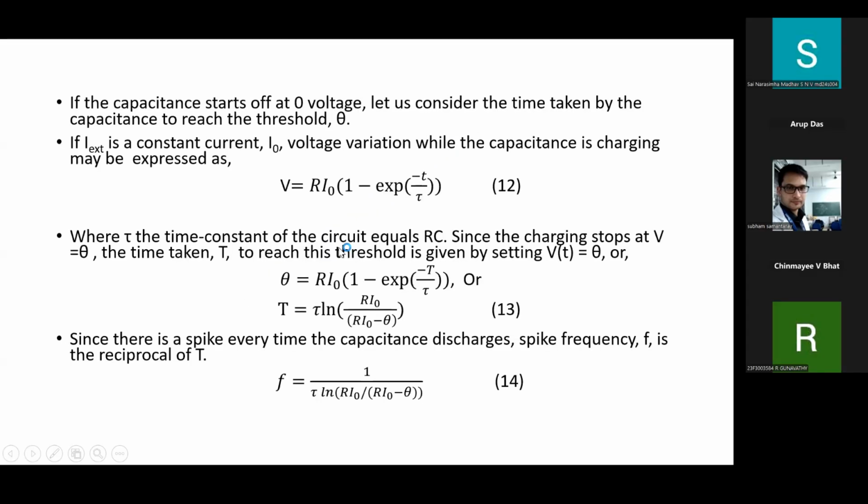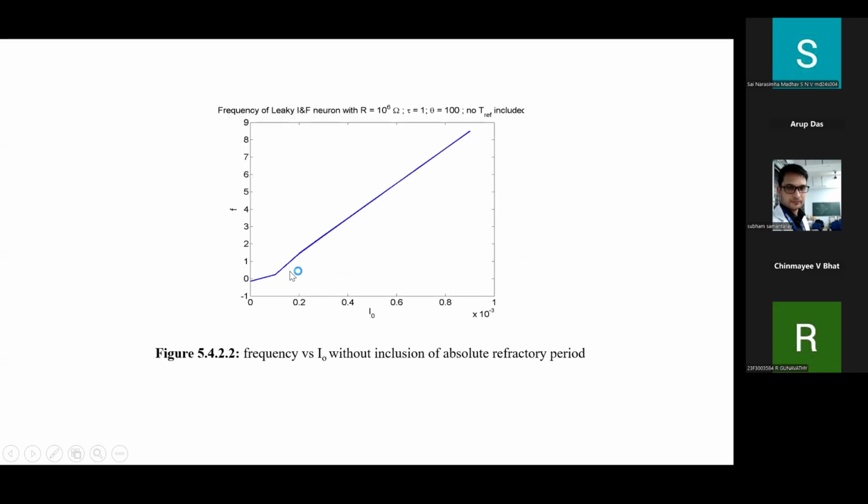It's actually a log function. It's a very strange one, 1 over log of R i naught by R i naught minus theta and so on. First of all, this formula is meaningful only when R i naught is greater than theta. Otherwise, the argument becomes negative and log is not defined for negative terms. So that's the first thing. Which means you can have firing only after some threshold value of the input current, just like the Hodgkin-Huxley model. Here also there's a threshold.